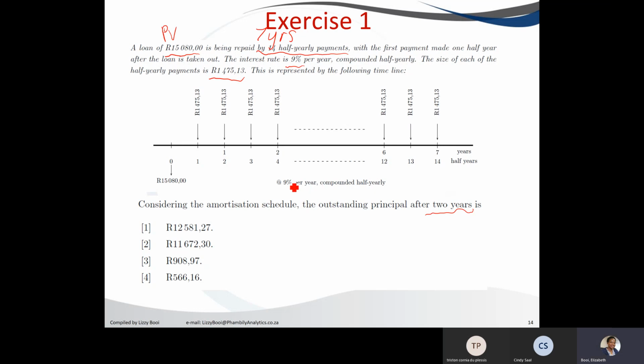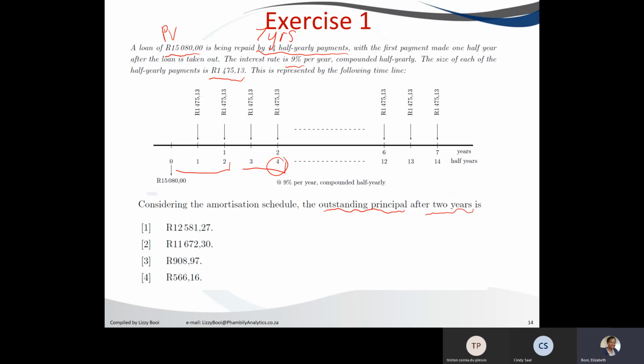They want the outstanding principal at the beginning or after 2 years. So what will be after 2 years? If this makes up 1 year, this is 2 years. So 2 years will be after 4 payments have been made.